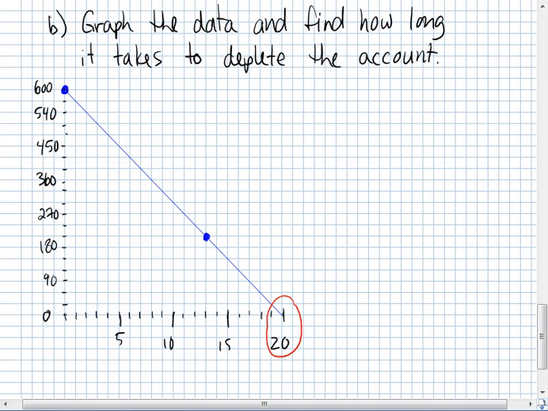Okay, so there's the graph in its lovely glory. Starting out at 600,000 and passing through 210,000 there at 13 years and ends up at 0 at 20 years.